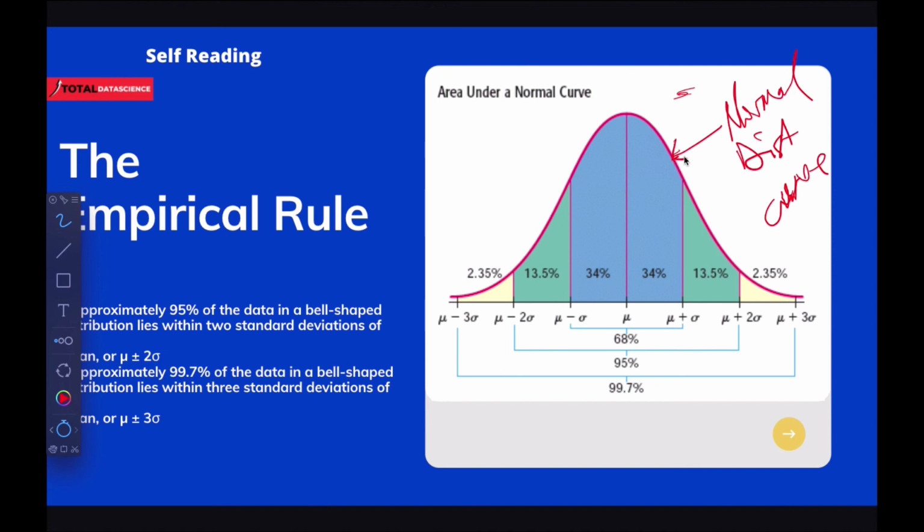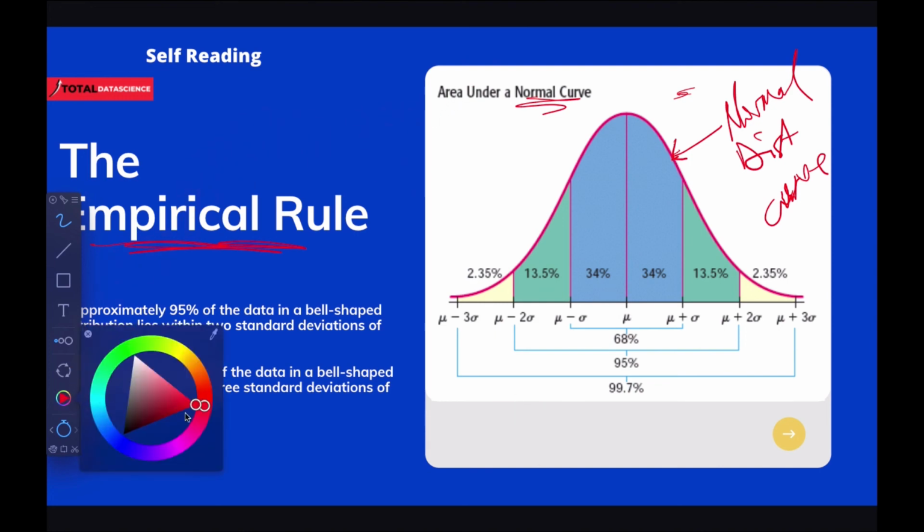Now let's concentrate on the empirical rule. Before we talk more about this normal curve, let's talk about the empirical rule first. What the empirical rule is telling us is that if you pick your data set, let me draw it here for you. Let me draw this normal distribution curve again from the start. Okay, so let's say this is what we have.